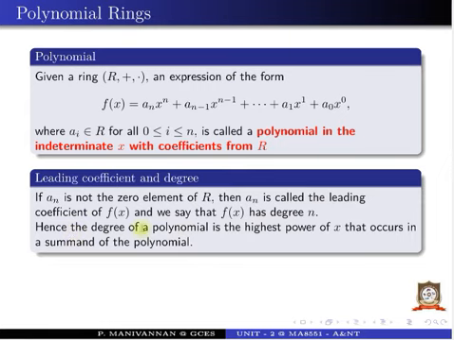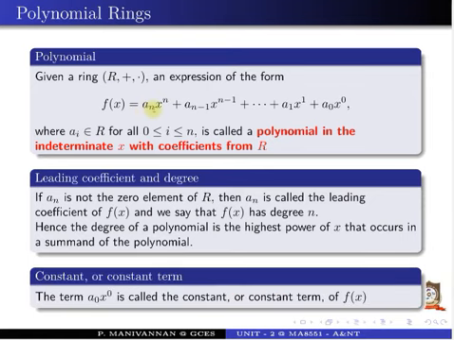Hence, the degree of the polynomial is the highest power of x that occurs in the summands of the polynomial. The highest power is x^n, so the power value n is called the degree of the polynomial. Its coefficient is called the leading coefficient.